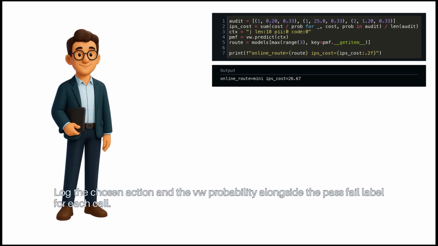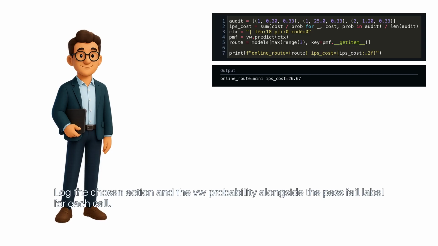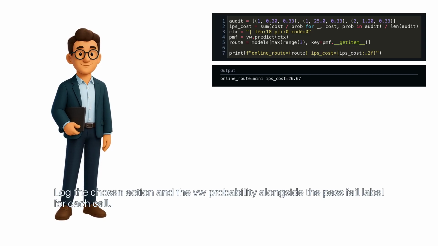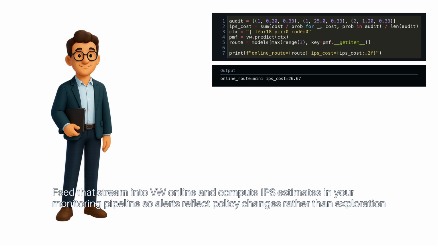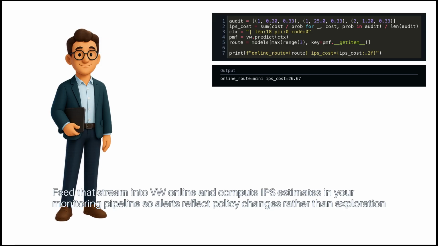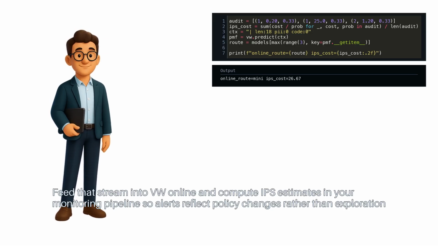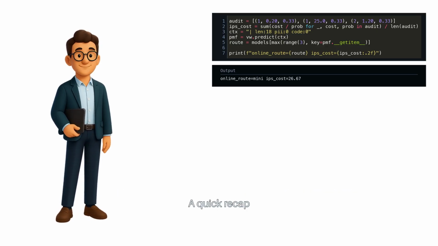If you move this to production, map the prompt features and the quality gate to real telemetry. Log the chosen action and the VW probability alongside the pass-fail label for each call. Feed that stream into VW online and compute IPS estimates in your monitoring pipeline, so alerts reflect policy changes rather than exploration noise.